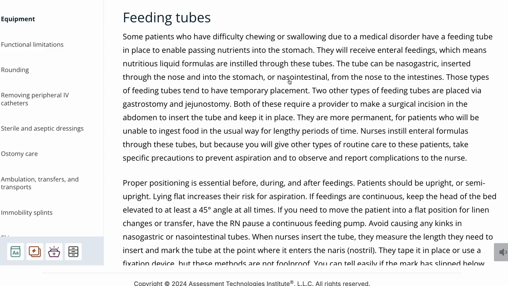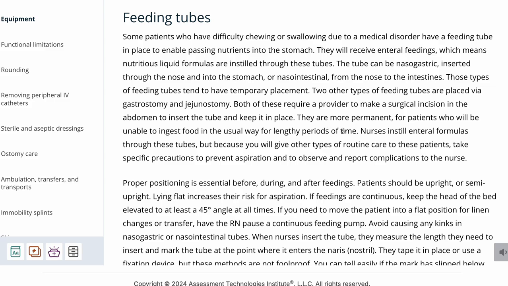Or you may have a feeding tube that's just a hole in the stomach, in the abdomen, going straight into the stomach. Those are called gastrostomy tubes or jejunostomy tubes. Gastro is the stomach, and jejunostomy means the small intestine. So it's what part of the gastric system it connects to. But anyway, these are surgically placed by a doctor, and it's a little bit more permanent.